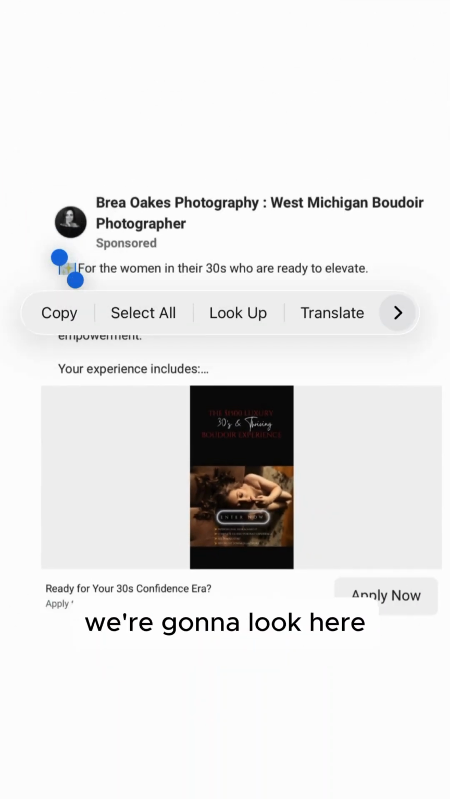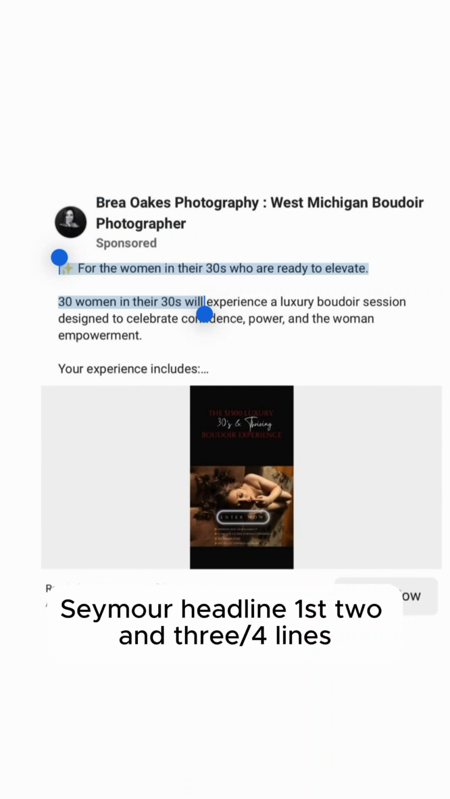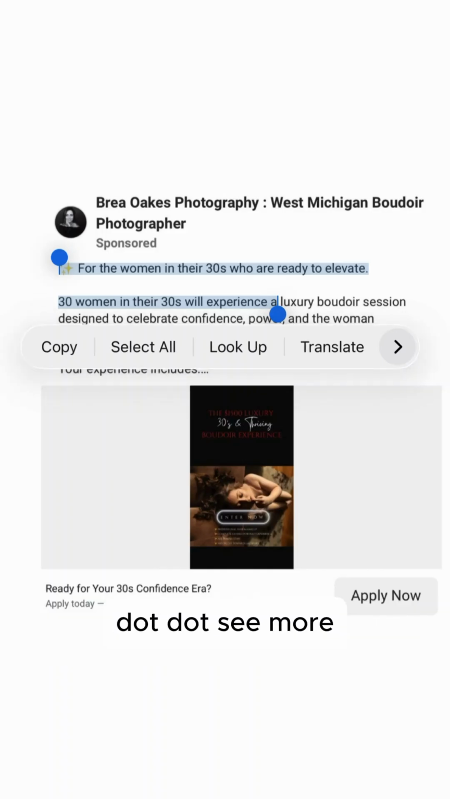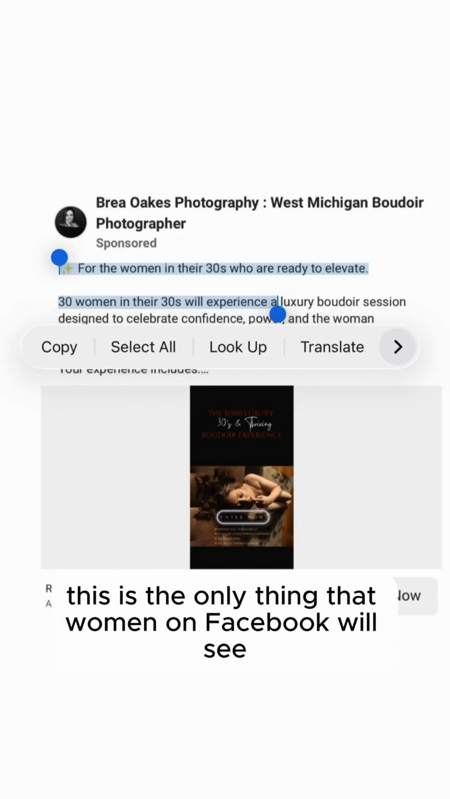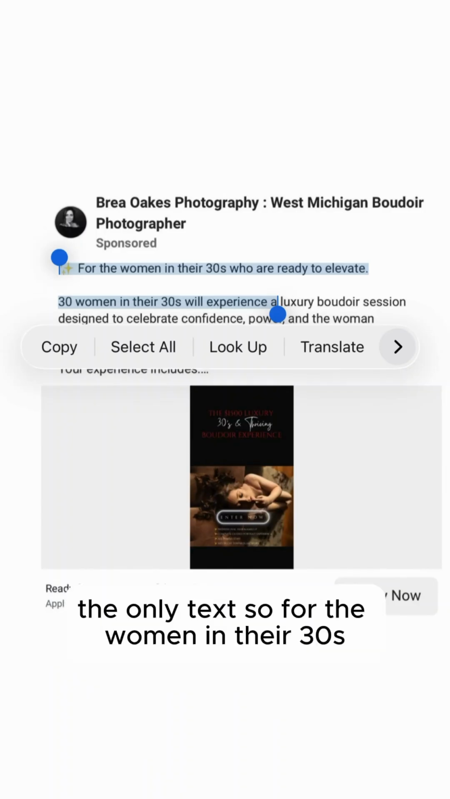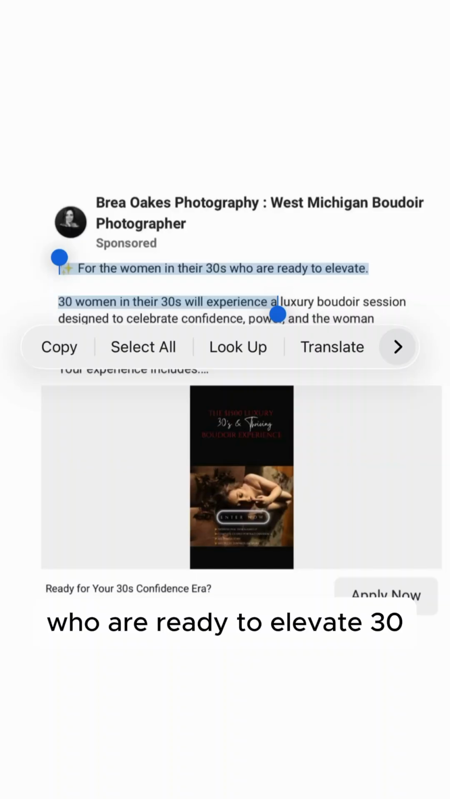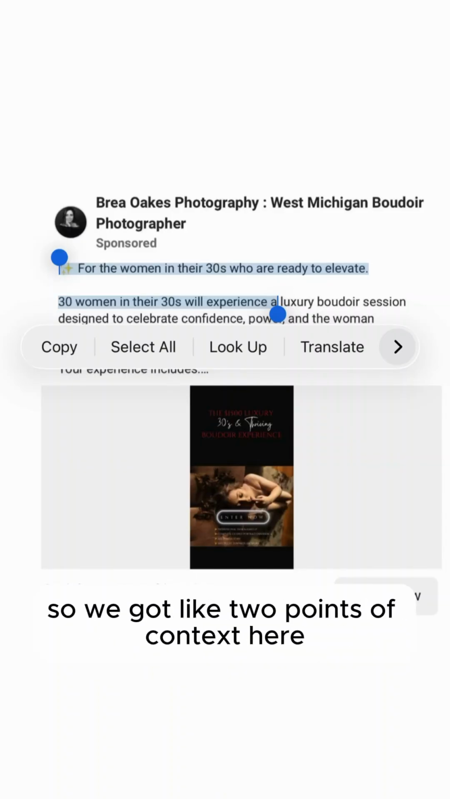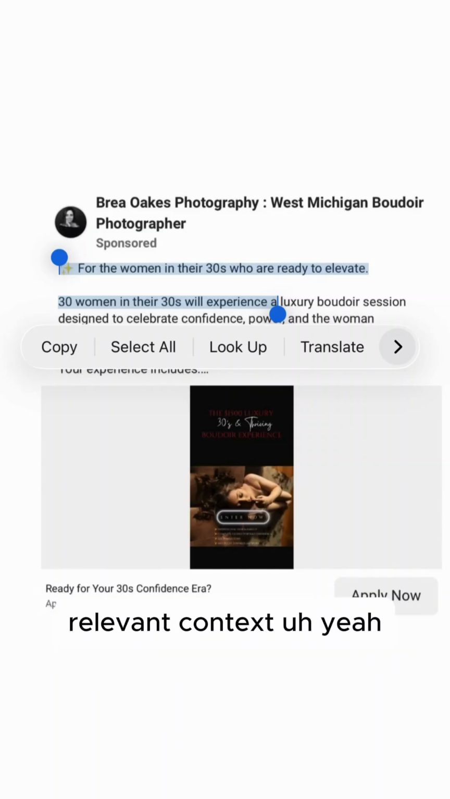Finally, we're going to look here. See more headline, first 2 3/4 lines, Facebook mobile newsfeed before it's cut off by a "See more." This is the only thing that women on Facebook will see. The only text. So for the women in their 30s who are ready to elevate, 30 women in their 30s will experience A. All right, so we've got like 2 points of context here, relevant context.